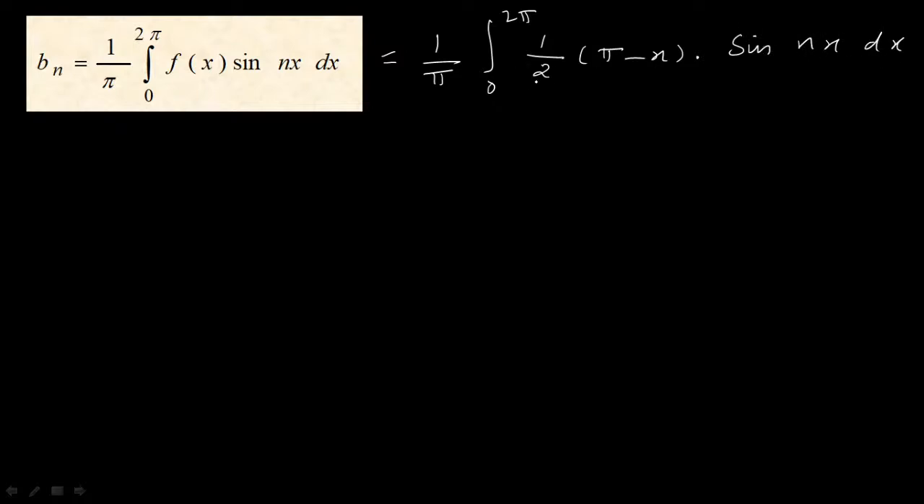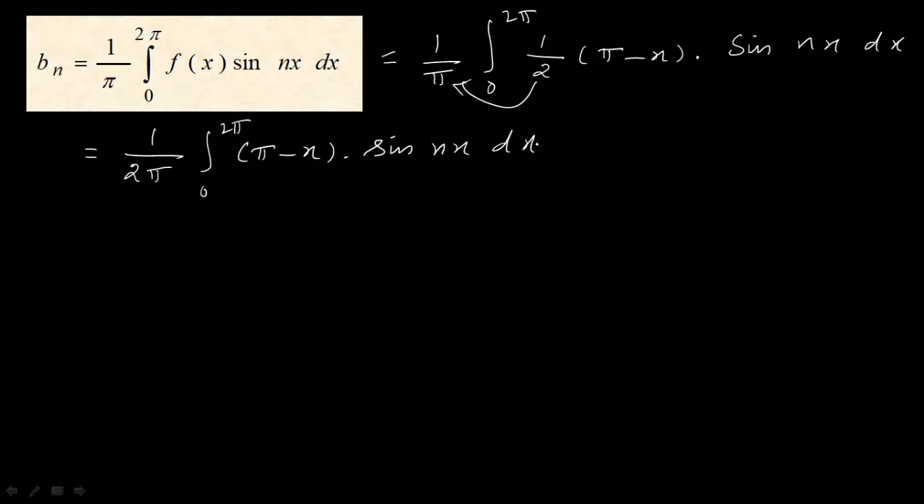Here 2 is a constant, so take it outside of the integral. So in the next step, that is 1 by 2 pi integral 0 to 2 pi of pi minus x sin nx dx.